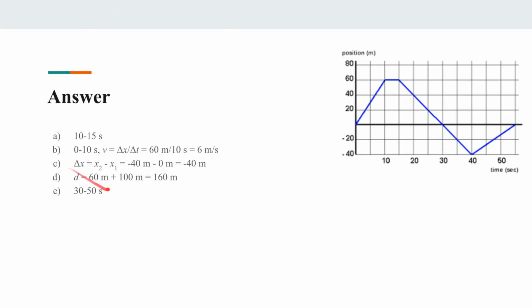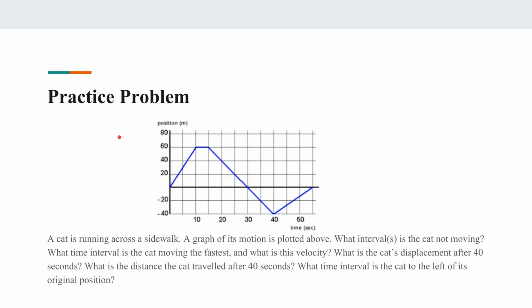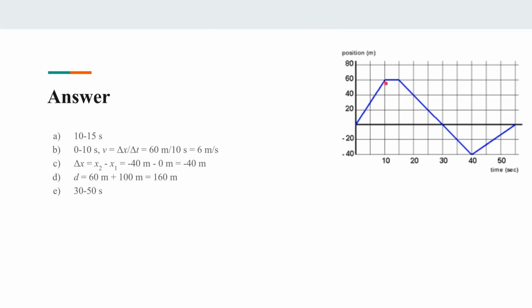So here are the answers. I'm going to walk you through these answers. So for part A, what interval or intervals is the cat not moving? That's basically 10 to 15 seconds. If you remember, a straight horizontal line has a slope of 0. And since in a position time graph, velocity is equal to the slope, that means velocity must equal 0, and the cat therefore cannot be moving.